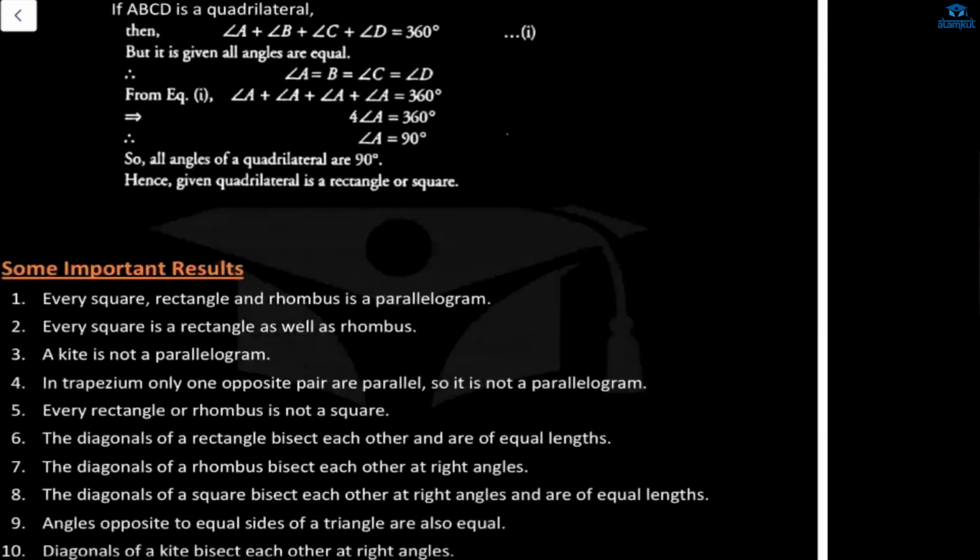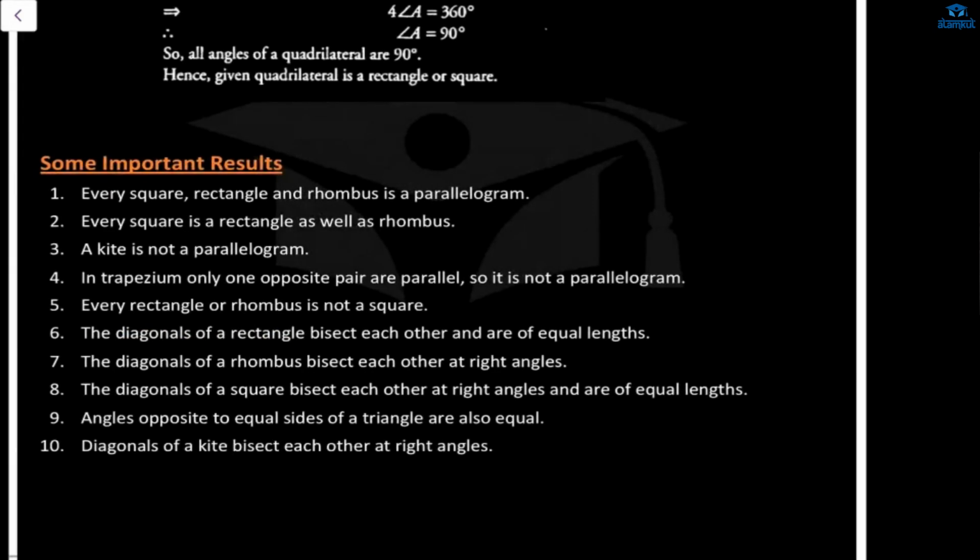Now some important results. Results means the conclusions that we have seen here: every square, rectangle, and rhombus is a parallelogram. Why? Because in all three you can see that opposite sides are parallel. Opposite sides were parallel in a square, in a rectangle, and in a rhombus also. Therefore, all these three are parallelograms also.